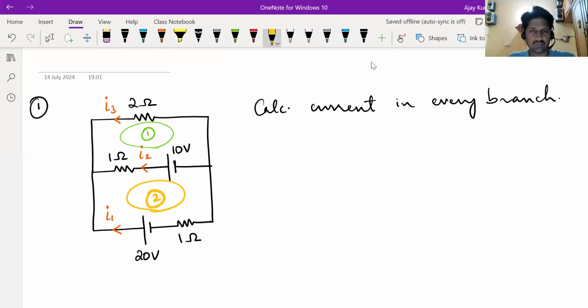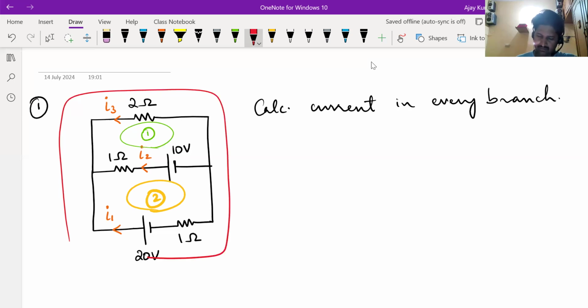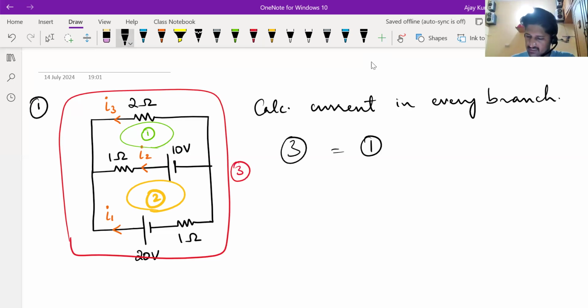If you write equations for loops 1 and 2, you are indirectly applying KVL, Kirchhoff's voltage law. You apply KVL for the first loop and the second loop. Then you apply KVL for this outer loop. Let's call that the third equation. You will see that the third equation is simply the sum of the first and second equation. So it's not a new equation that you are writing.